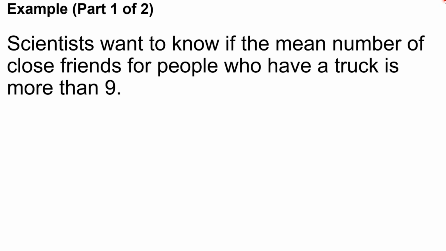Scientists want to know if the mean number of close friends for people who have a truck is more than 9. Right there, in this simple statement, we actually have the parameter that we want to know about, and we have the number that we want to know about as well. The question is, what are we testing here? Do we have a left-tailed test or a right-tailed test? Well, here we say that we're looking to know if the true mean is more than 9.